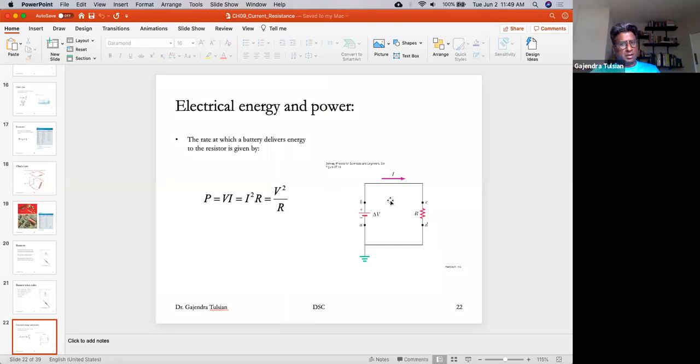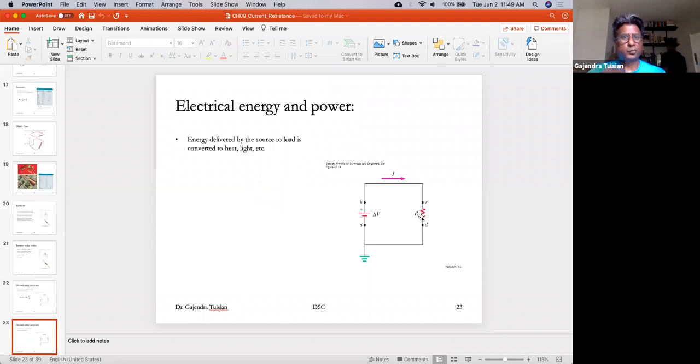And if this device was a light bulb, it's converting some of that energy into light and mostly into heat. For instance, your incandescent bulb is only about 5 to 10% efficient, meaning only 5 to 10% of the electrical energy is converted to light. The rest is converted to heat. An LED bulb, on the other hand, is 90% efficient. So energy delivered by the source to the load is converted to heat, light, etc. This is the load. This is the source.